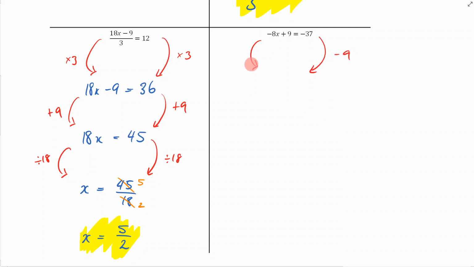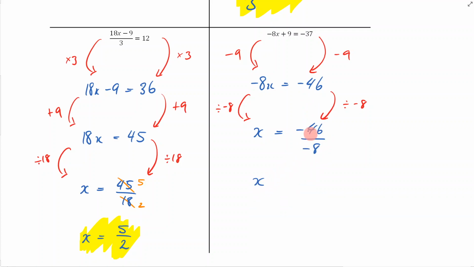I'm going to begin by minusing 9 to both sides, and that's going to leave me with negative 8x is equal to, now I've got negative 37 minus 9. That's going to be negative 46. And then once I've done that, I'm going to divide by negative 8. So that means I'm going to be left with x is equal to, now I'm going to end up with negative 46 on negative 8.